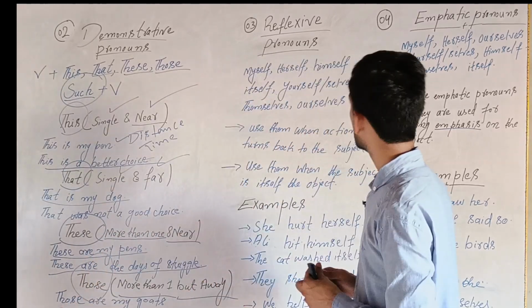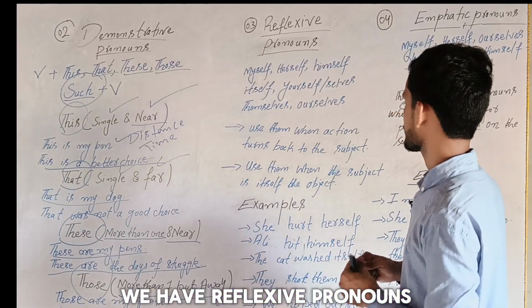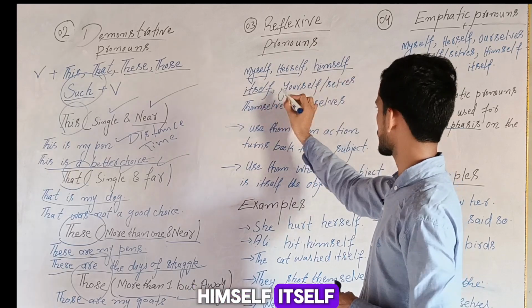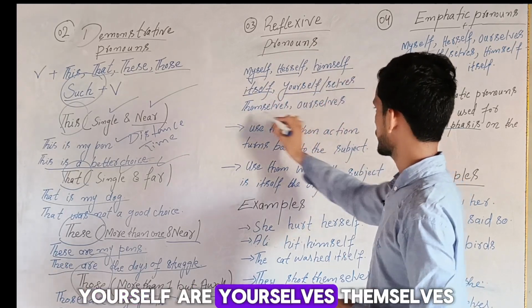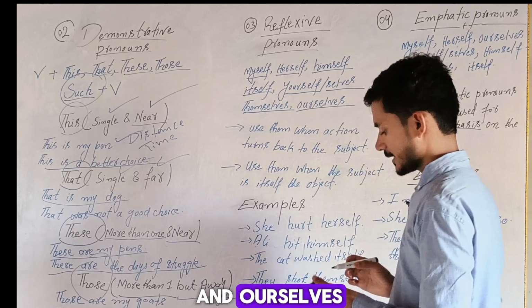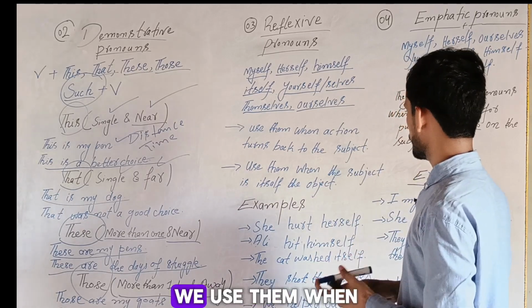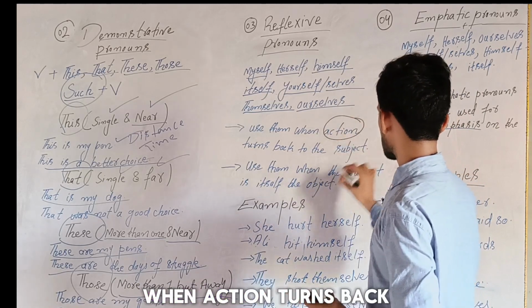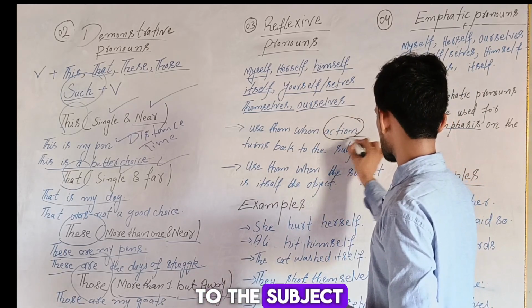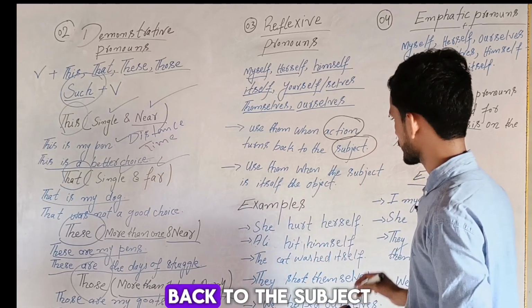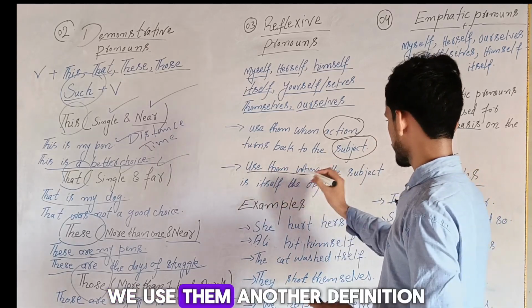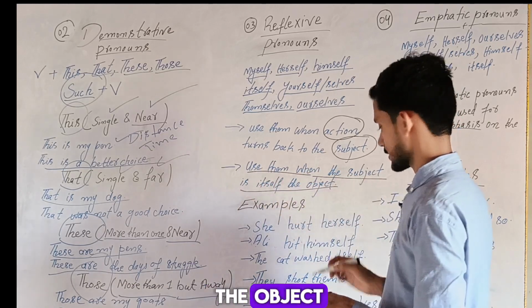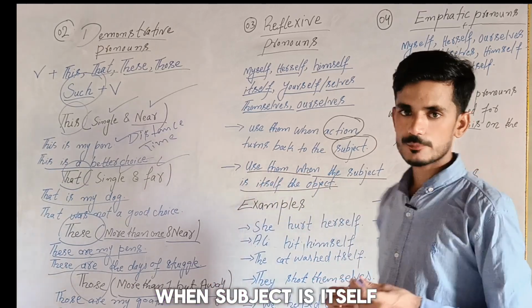Dear students, we have reflexive pronouns. Reflexive pronouns: myself, herself, himself, itself, yourself or yourselves, themselves, and ourselves. We use them when the action turns back to the subject. Another definition: we use them when the subject is itself the object.